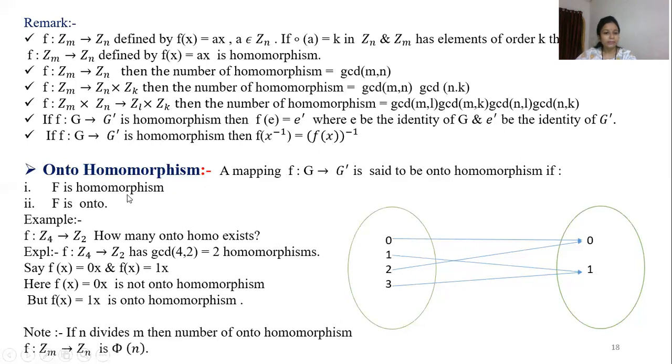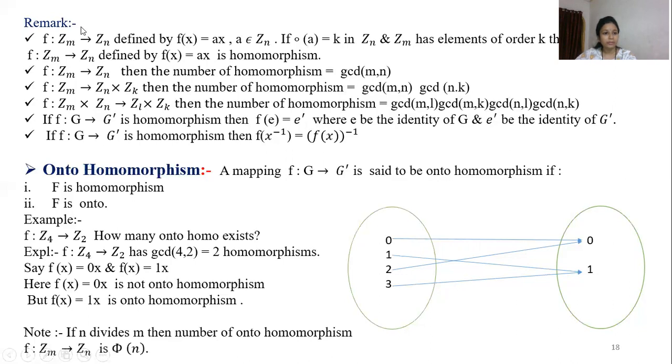Now clear this homomorphism. Now let us go with the onto homomorphism. A mapping f from G to G dash is said to be an onto homomorphism if it satisfies two conditions. First of all, it is a homomorphism, then it is onto. Onto means to every element in the codomain there must be a preimage in the domain. For example, suppose Z4 to Z2. How many onto homomorphisms exist? First of all, check how many homomorphisms exist, and then check how many onto homomorphisms exist.